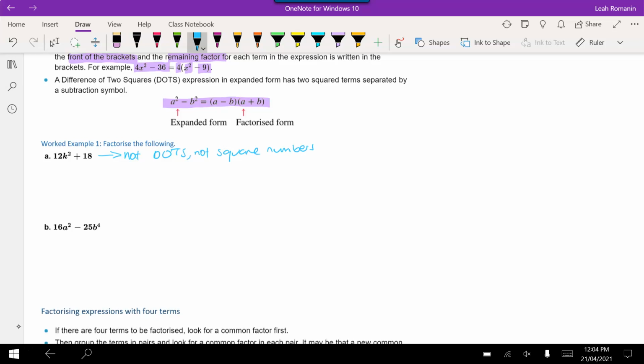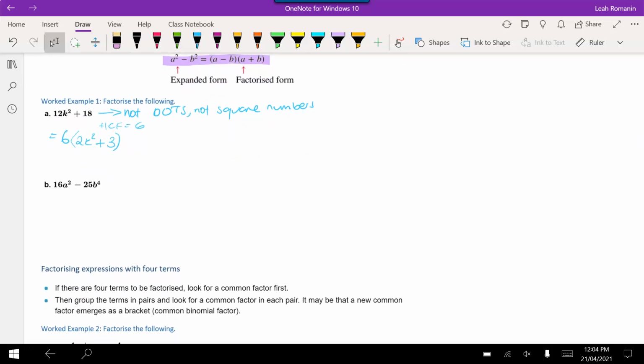So the highest common factor between 12 and 18 is 6. So I'm going to take 6 at the front of the bracket. Now 12 divided by 6 is 2, and I still have my k squared, plus 18 also divided by 6 is 3. And that is my factorized expression.